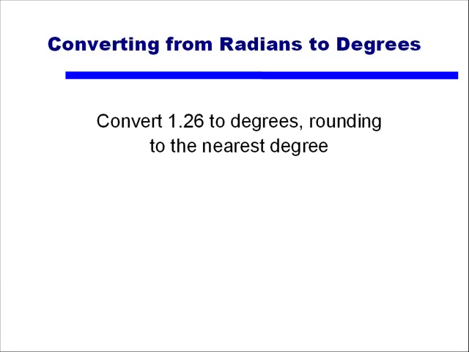You can, however, be asked a question like this. Convert 1.26 to degrees, rounding to the nearest degree. And your first look might think, well, I already have degrees because look, there's no pi there. Again, there doesn't have to be a pi when you're talking radians. If there's no degree symbol, that means we're talking about radians.